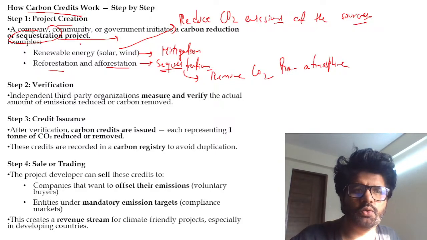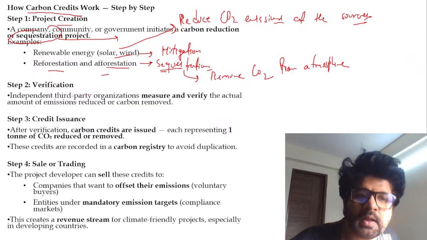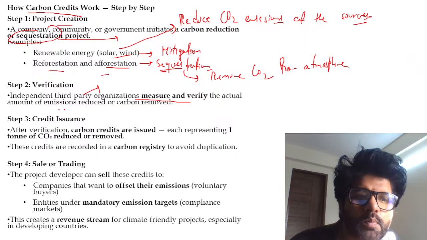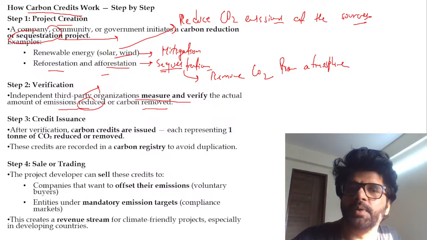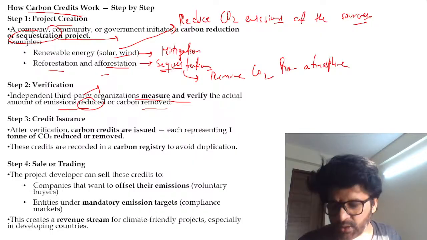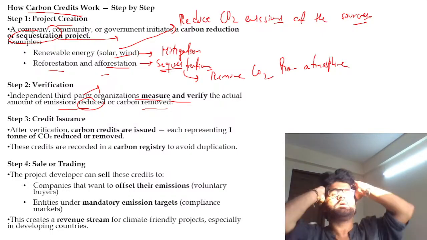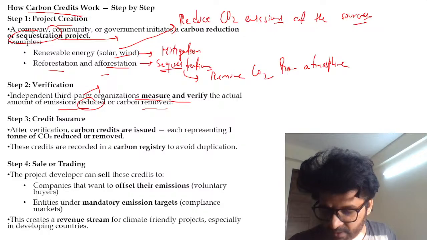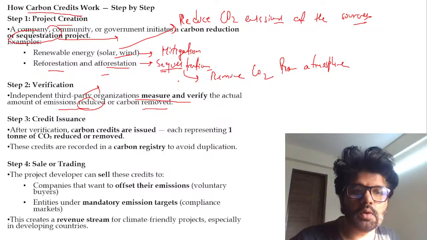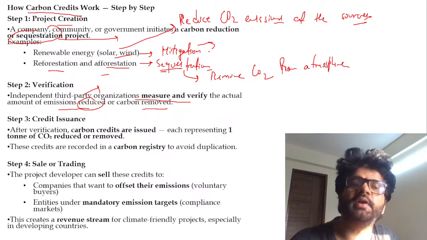So you initiated this project, renewable energy, solar, wind, or reforestation, afforestation. Then a third party will measure how much CO2 you reduced or you removed. Reduction by mitigation project, removal by sequestration project. Guys, are you understanding the basic rationale, the difference between mitigation and sequestration projects? Very important. You have to understand this. This is conceptual in nature. So now the third party will verify. Let's say a solar project happened. How much CO2 emission did it reduce?